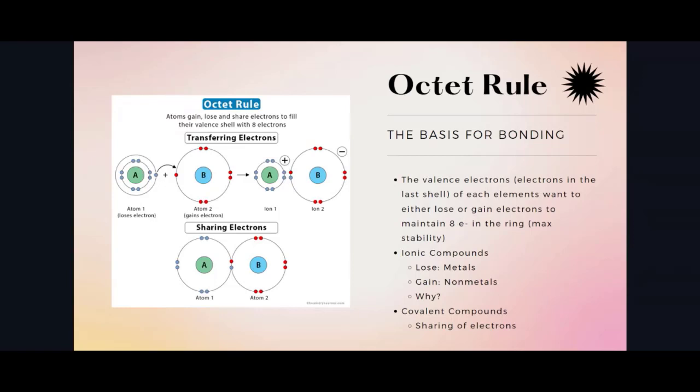And usually in covalent compounds, you can see that they share electrons instead of giving them. And so this sharing will always result in 8 electrons in the ring.